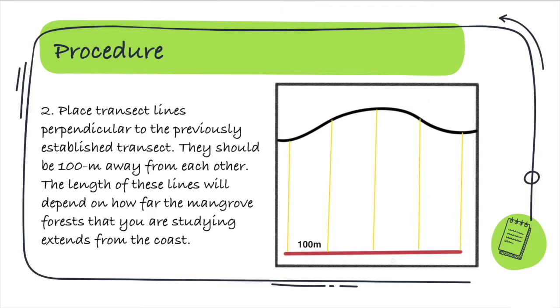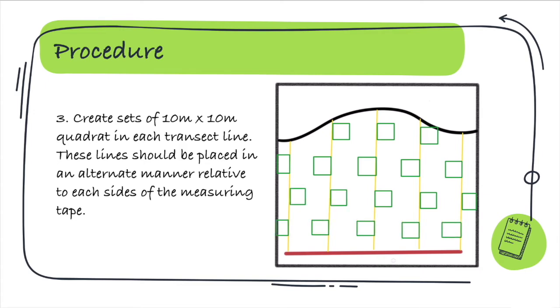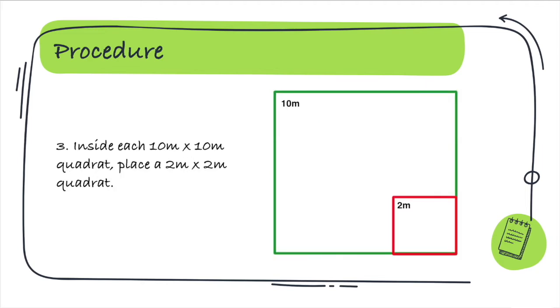The length of these lines will depend on how far the mangrove forest that you are studying extends from the coast. Next, create sets of 10 by 10 meter quadrats in each transect line. These should be placed in an alternate manner relative to each side of the measuring tape. Inside each 10 by 10 meter quadrat, place a 2 by 2 meter quadrat.